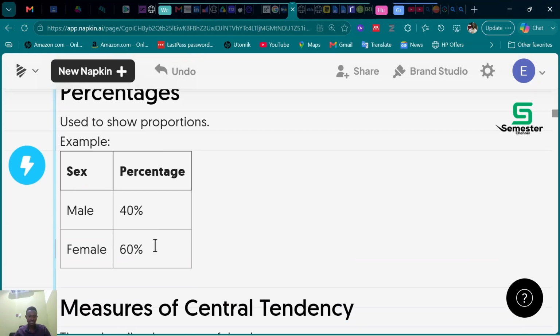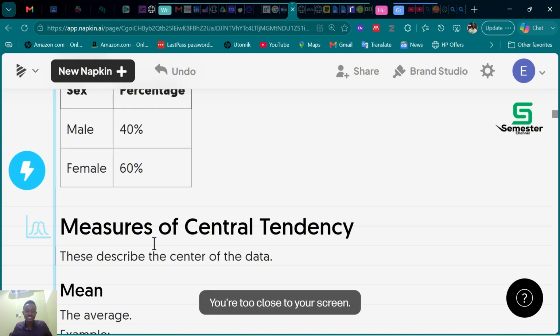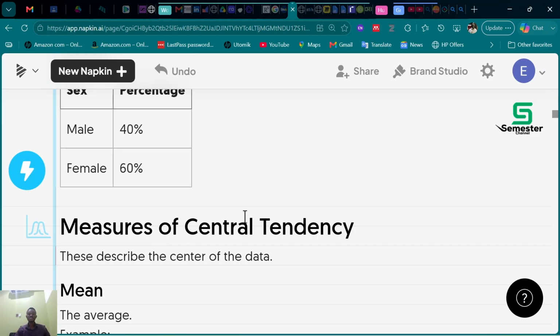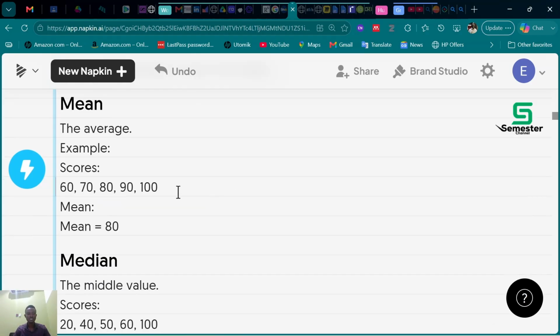That is even represented here. Now, the next thing is to look at central tendencies. This describes how centered your data is, and you have a lot of them. You look at the mean. The mean is the average. Out of these 5 scores, when we strike the average, we have the mean to be 80.